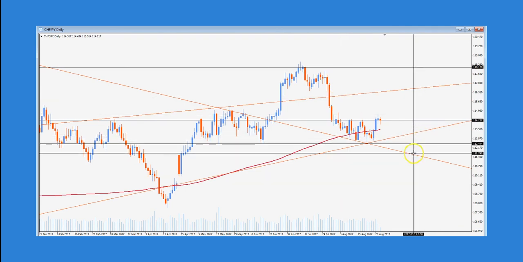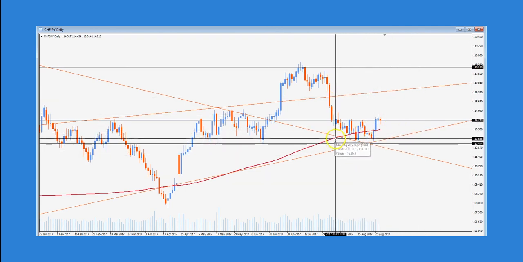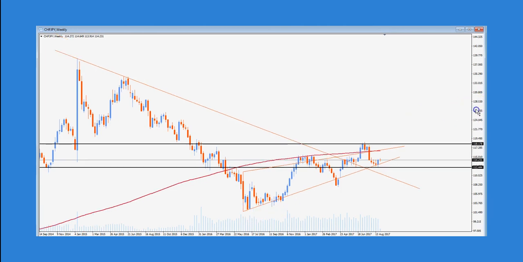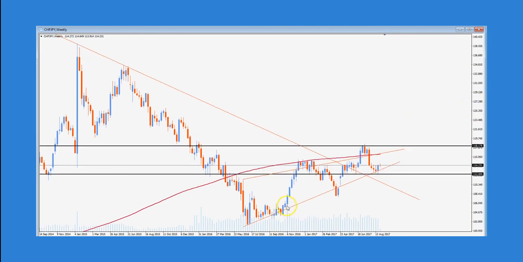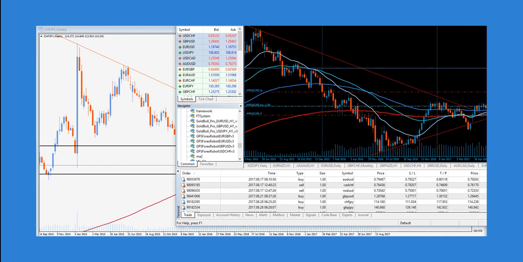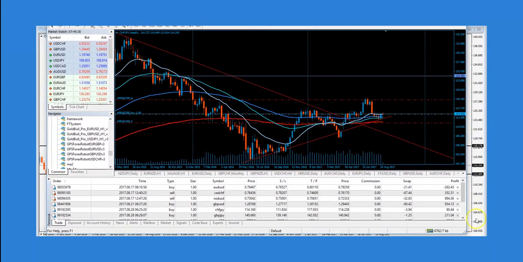as long as it stays above the 200 MA and above this trend support here, which developed quite a long time ago, so you can see here on the weekly chart. Alright, so I've placed a buy on that one already at, I think, 114.160. I'll just bring my other chart over just to show you what I've got going. So this is my setup here for the Swiss yen. We'll see how it goes.